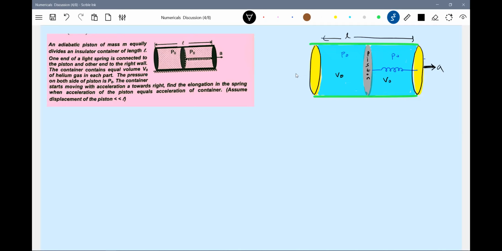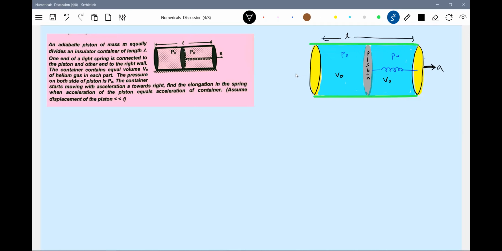Okay, we will write first all things. The pressure on both sides of the piston is P0, that is indicated. The container starts moving with acceleration A towards the right. Find the elongation of the spring when the acceleration of the piston equals the acceleration of the container. That means at one position, the piston will be at rest with respect to the container.